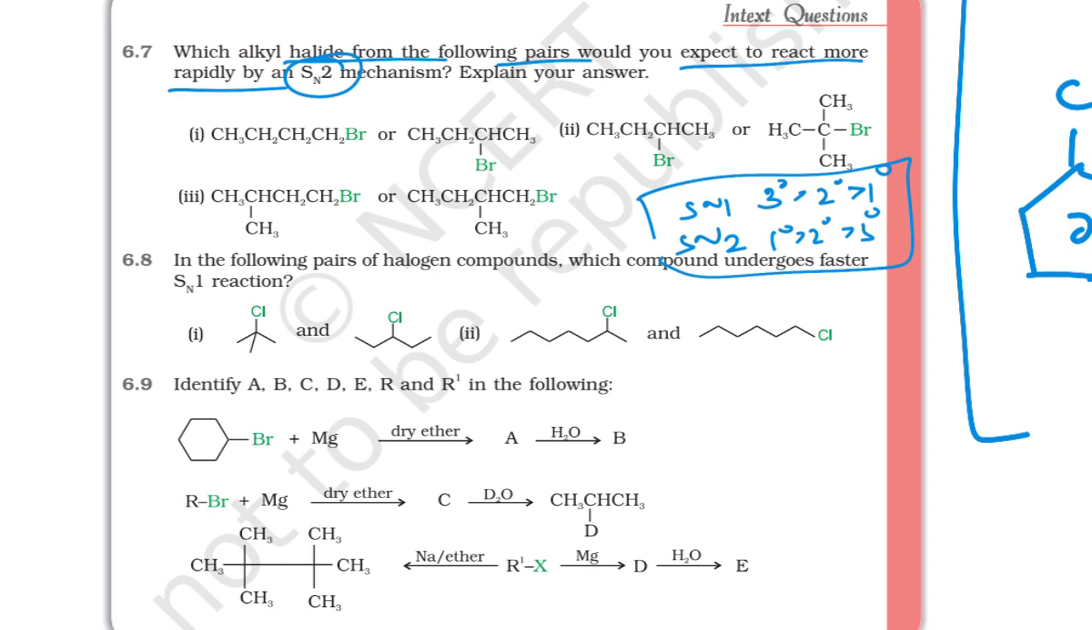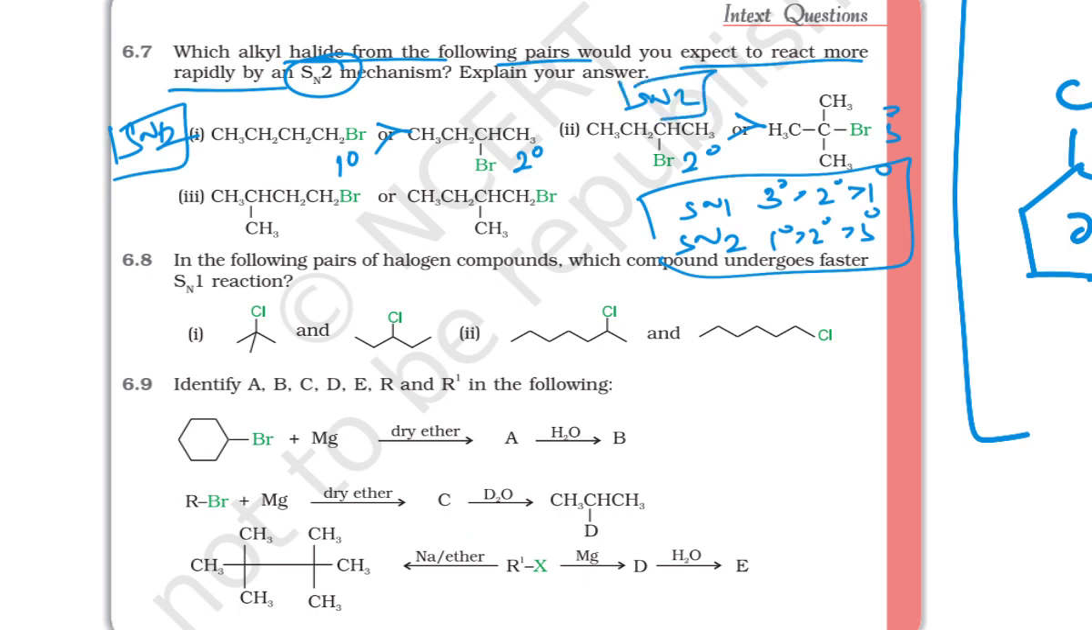Right? Okay. Look here. This is a primary alkyl halide. This is a secondary alkyl halide. Obviously, the primary alkyl halide is more reactive towards SN2. Clear? So this is secondary, this is tertiary. Then the secondary is more reactive towards SN2.